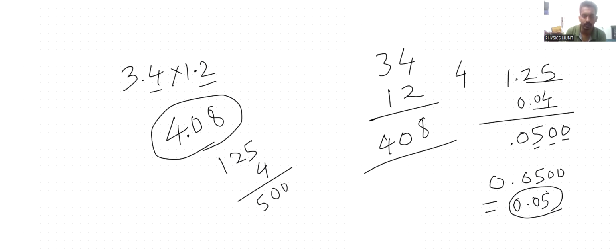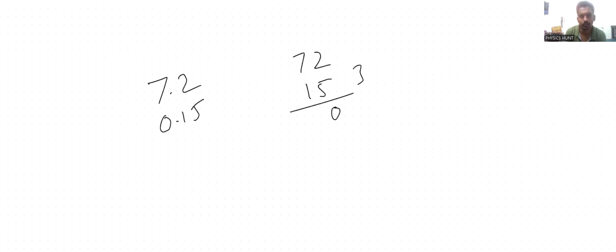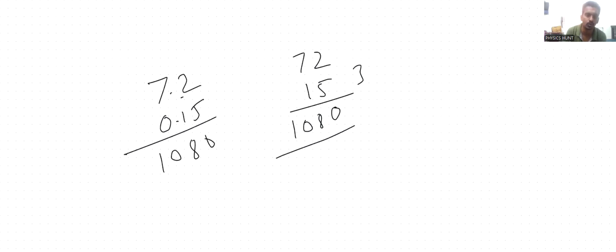Now here is one more example I'll tell you. 7.2 into 0.15. Now it is just like 72 into 15. So 360, 720, so 1080. That means now the answer is not 1080. You have to check decimal places. Here 1 decimal place, here 2 decimal places. So total 3. That means 1.080 is the answer. This way you have to do decimal multiplication.